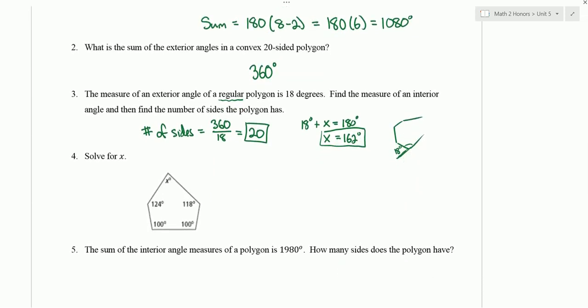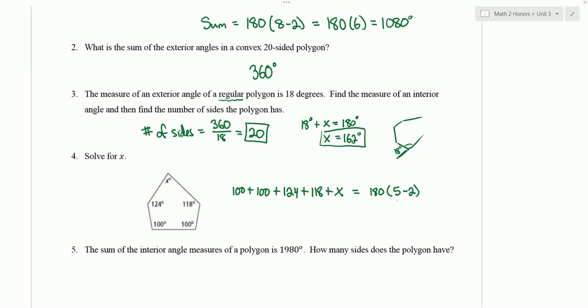On number 4, we have a 5-sided figure, a pentagon. It's not regular because we have different angles we're looking at here, but we want to find the measure of angle x. So if we add them all up, 100 plus 100 plus 124 plus 118 plus x, it should equal the sum of the interior angles of a 5-sided polygon, which is 180 times the number of sides minus 2. So we have an equation here in which we can solve for x.